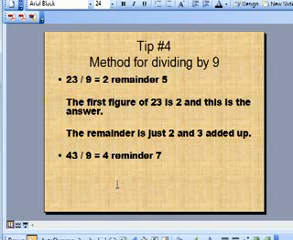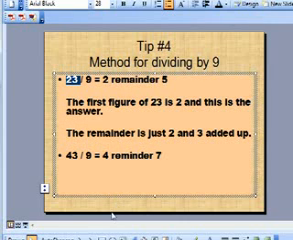Now we'll move to the next tip, a method for dividing a number by 9. Take an example, 23 by 9. The answer is 2 remainder 5. So how do we get that? The easy way is that the first figure of 23 is 2, so this is the answer, and the remainder is just 2 plus 3.